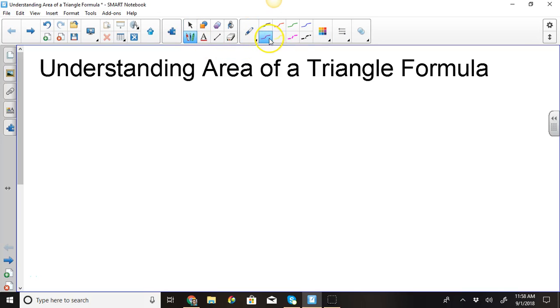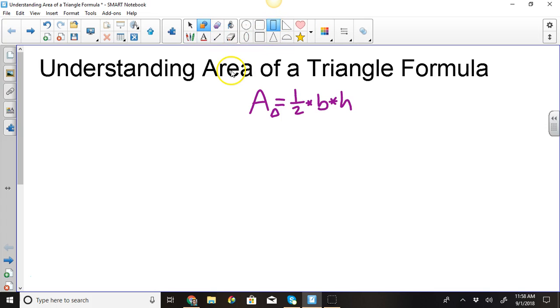I've decided to make you a video for understanding the area of a triangle formula. So maybe you had a teacher that told you that the area of a triangle is equal to 1/2 times the base times the height. And they just said, here, use that formula. I don't like to teach that way. I like to make sure that everybody knows where the formula came from and why it is the way that it is. So, area of a rectangle is really where it comes from.